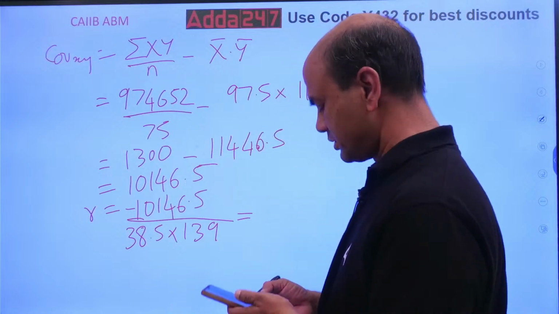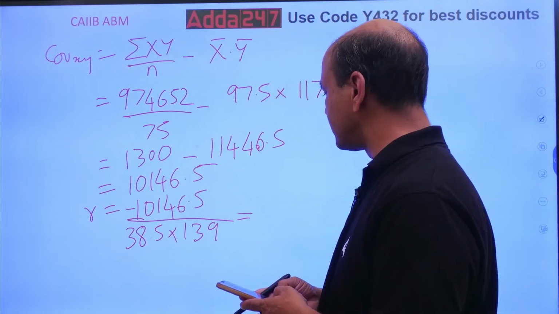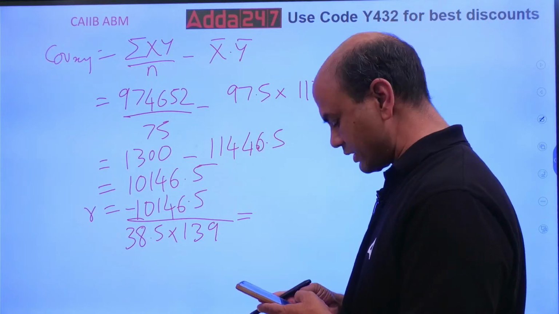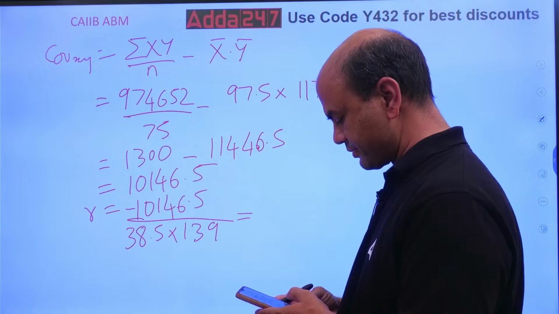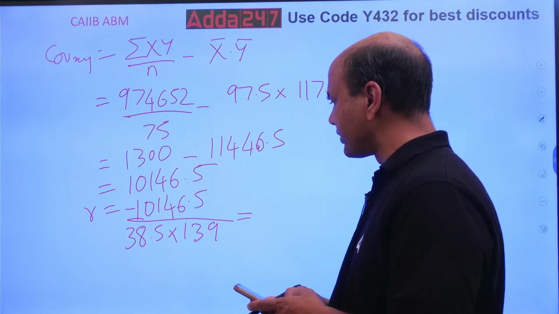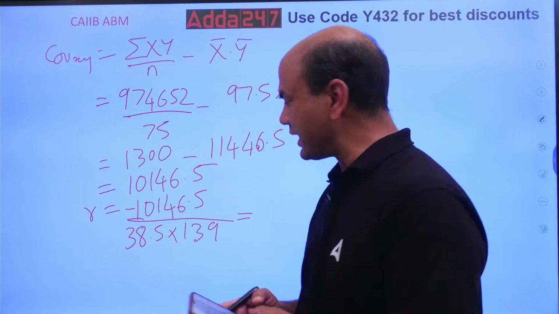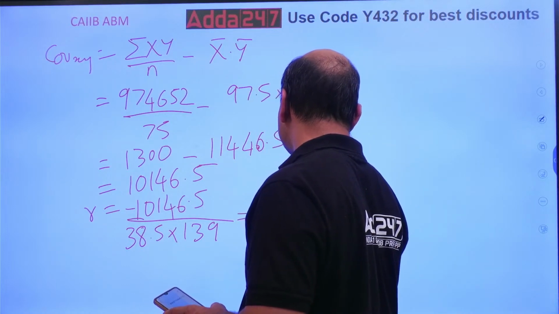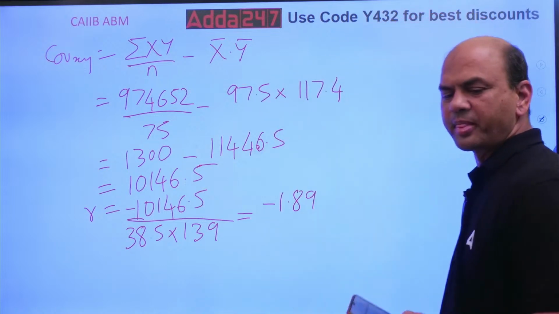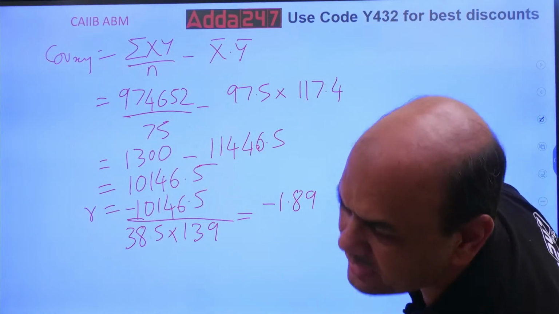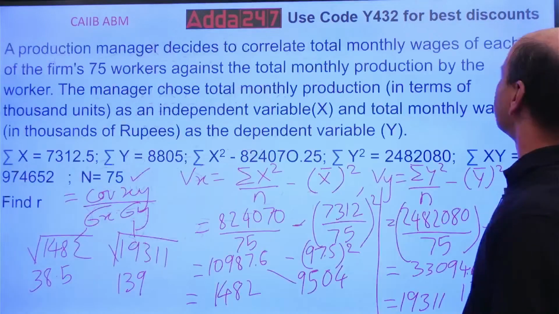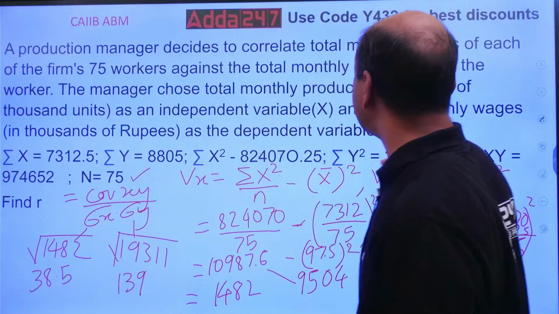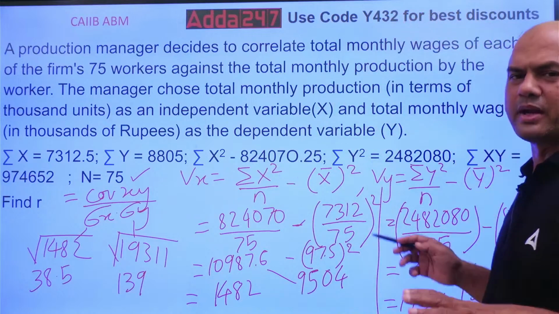Do it. Divided by 38.5 and 139. Okay, so you are getting 1.89 something. So minus 1.89. Some absurd figures are there over here. In the problem, the figures are given something absurd. That's why you got 1.89. This happens whenever you get these figures. These figures are generally prepared anyhow.